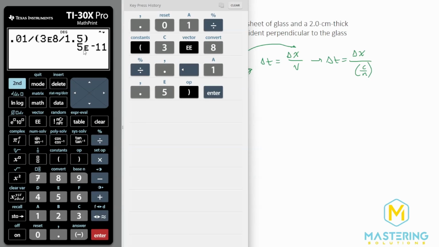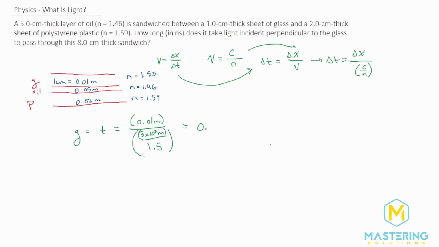And so if we move the decimal place over 2, that's going to give us 0.05 times 10 to the negative 9 seconds, which is the same thing as saying 0.05 nanoseconds. So I just moved it from the negative 11 just so we had it in a unit that we're more familiar with. Now I can do the same thing with the oil.